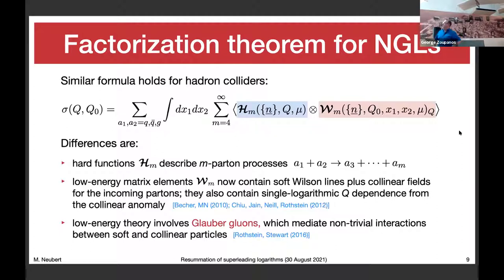Nevertheless, the effective theory in which these quantities are defined is a more complicated version of soft collinear effective theory. Now, it's one where one has Glauber gluons. Glauber gluons lead to non-trivial interactions between soft and collinear particles, and this is a source of factorization breaking. Actually, the non-global logs are an example of factorization violation at the LHC. This is well known.